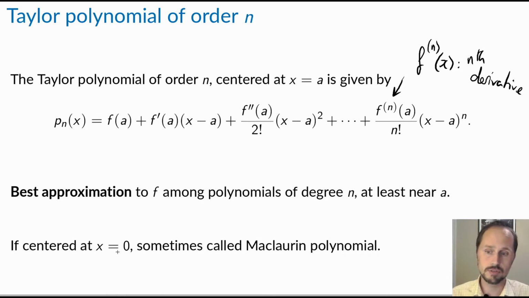And just a little linguistic point here, if we take the polynomial that's centered at x equals 0, this is sometimes called the Maclaurin polynomial, instead of saying it's the Taylor polynomial centered at 0. That's just a language point. This is a fundamental formula that you need to know, and you know it already in the case of n equals 1. In the case of n equals 1, this is the linear approximation.